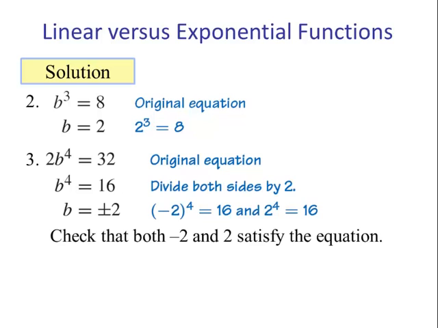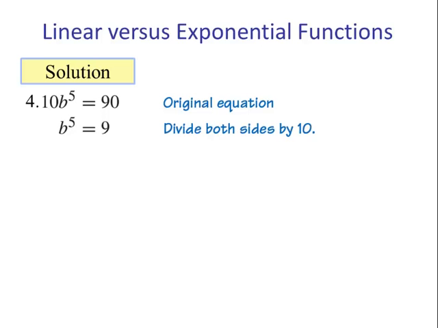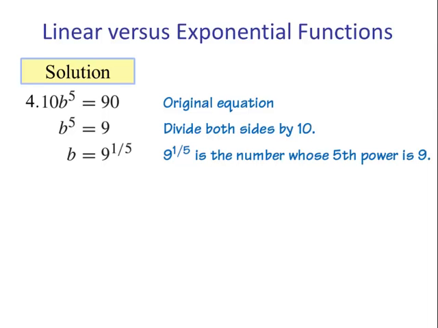We could check this on the graphing calculator, or we could just substitute it in. I'm going to skip that step. Number 4, we have 10b to the fifth equals 90. Again, our first step is to get rid of the 10. Now to get rid of the power of 5, we take 9 and we raise it to the 1/5 power. And using a calculator, we say that b is approximately equal to 1.55 to 2 decimal places.